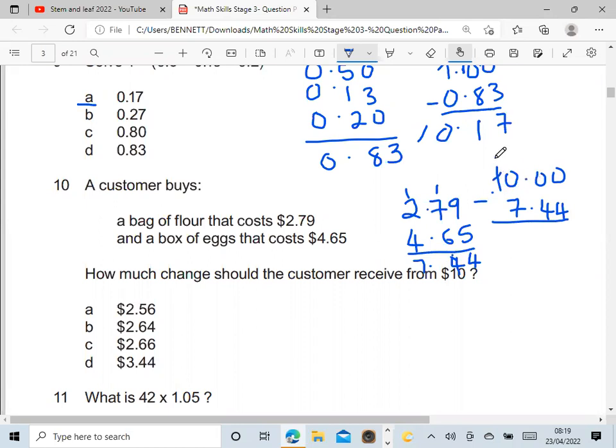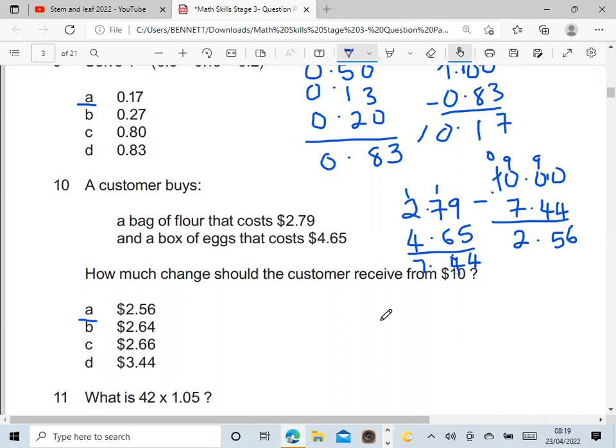So we borrow 1 again, so that leaves 0. This 9, 9, and then you put 1, right? So 4 into that leaves 6, and then this leaves 5, 7 from that leaves 2. So that leaves $2.56.